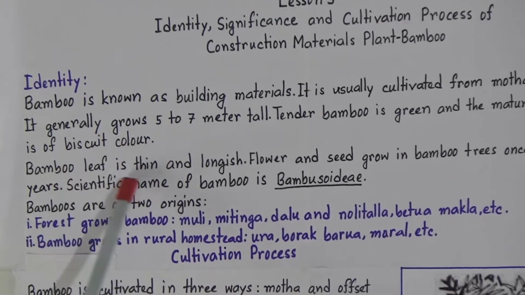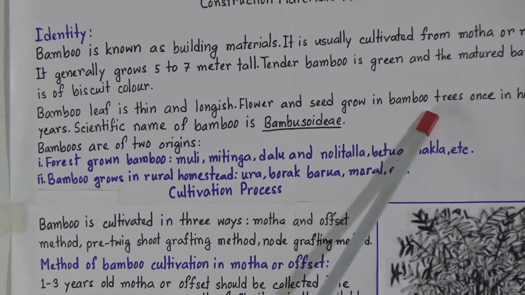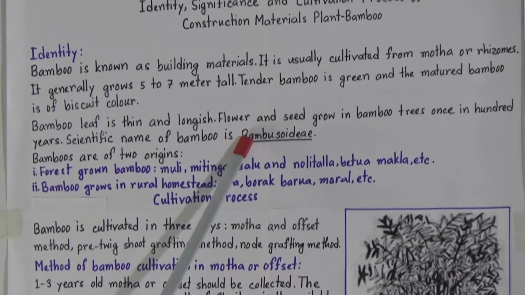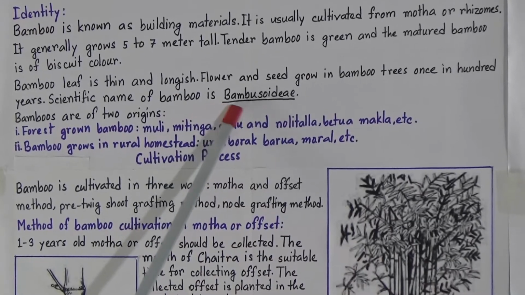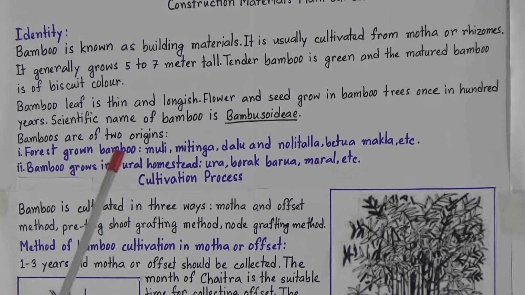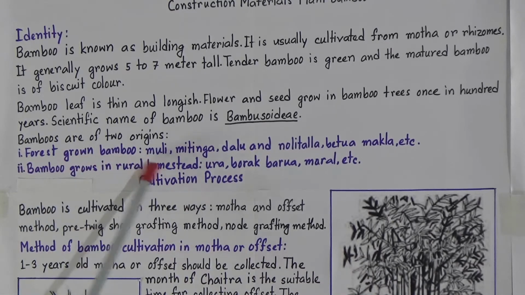and the bamboo leaf is thin and longish. Flower and seed grow in bamboo trees once in 100 years. So the bamboo flower is very rare, and the scientific name of bamboo is bambusoideae. And in our country there are 23 types of bamboos. I have mentioned it before, but bamboos are of two origins. One is forest grown bamboo and another one is bamboo grown in rural homestead.